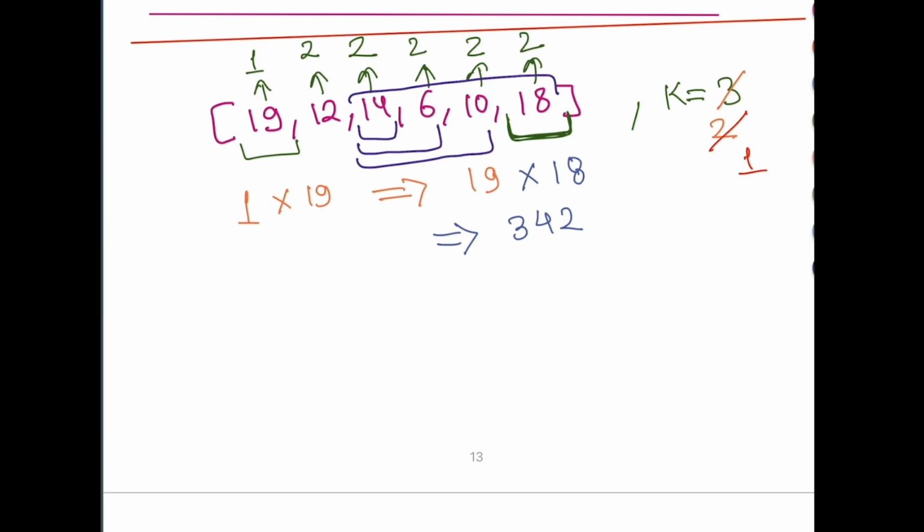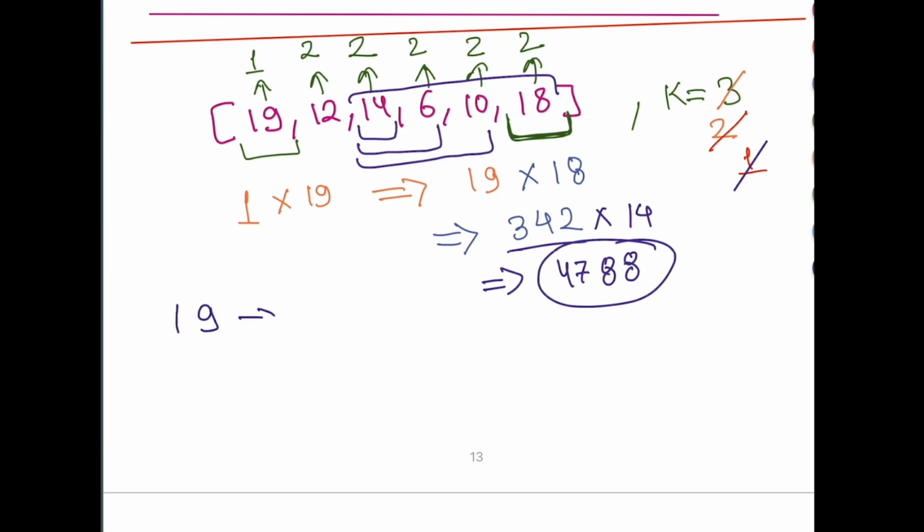Now, since we are just left with one more operation, we can choose any of these subarrays and multiply our current number 342 with 14, and the output is going to be 4788. That's the output we need. So here you will notice that with 19, you can create one subarray for which you can choose 19. For 18, it is 1. For 14, it is 4, right?